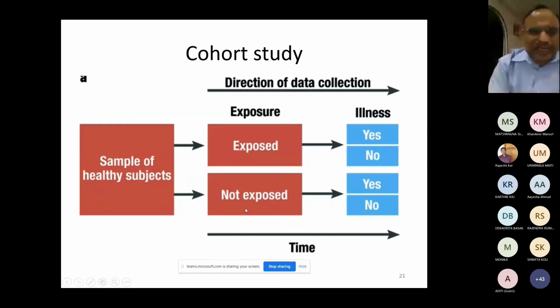यहाँ पे हमने illness के बेस पे ग्रुप नहीं बनाए. Subjects healthy थे शुरू में. We divided them into 2 groups. One group was exposed to radiation, mobile phone radiation. One group was not exposed to mobile phone radiation.